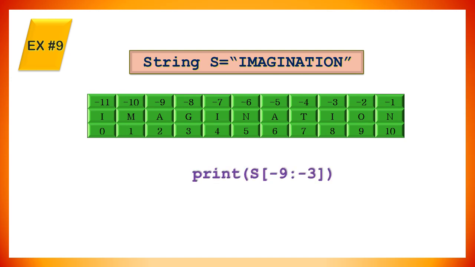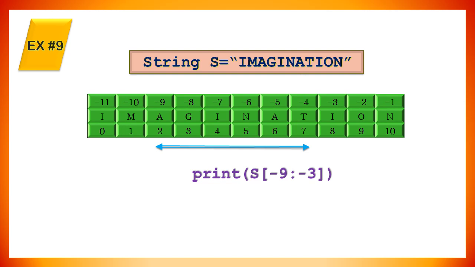Next example. S[-9:-3]. See, minus 9 is actually index number 2 and minus 3 is actually index number 8. So the range of index generated will be from 2 to 7, or minus 9 to minus 4. See, end index is minus 3. Minus 3 minus 1 will be minus 4.